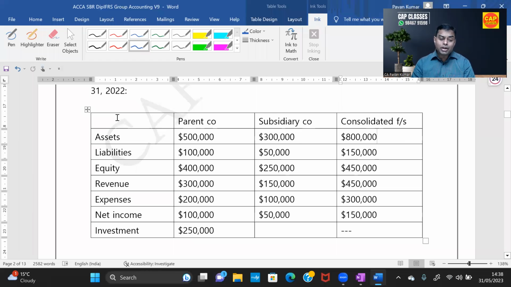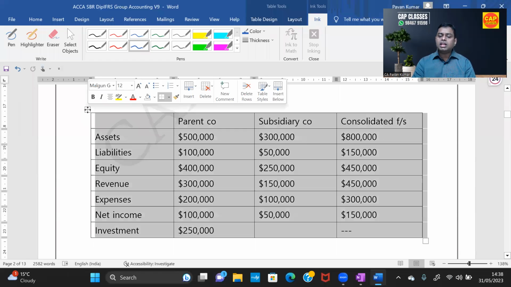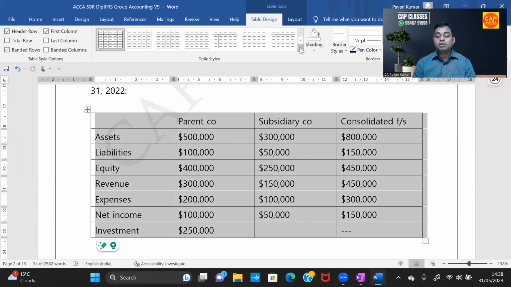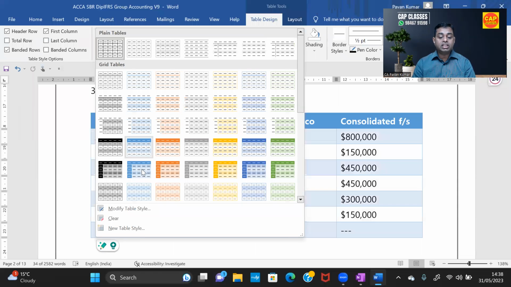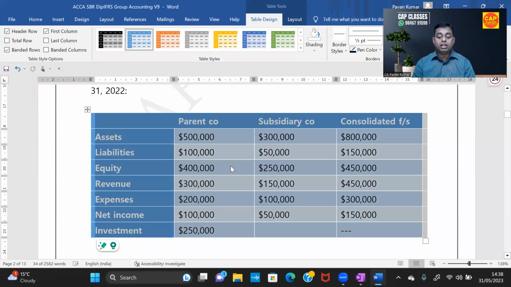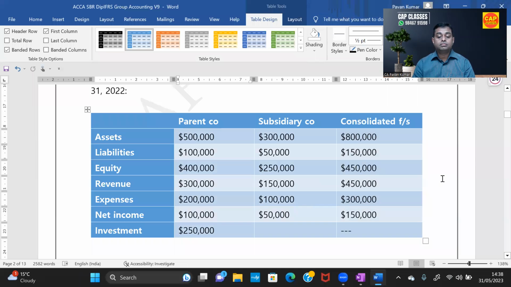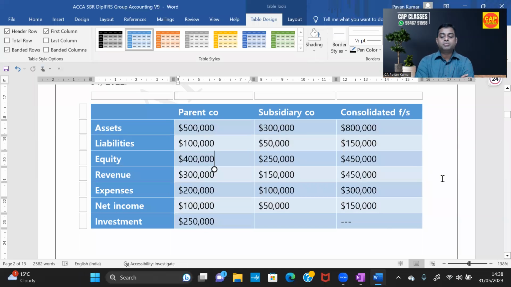Now, can you do it with all the line items of this particular table? In this particular table, do it for all the numbers. Assets, A plus B is equal to C. Liabilities, A plus B is equal to C. Equity, A plus B is equal to C. Revenue, A plus B is equal to C. Expenses, A plus B is equal to C. Net income, A plus B is equal to C. Investment, A plus B is equal to C.